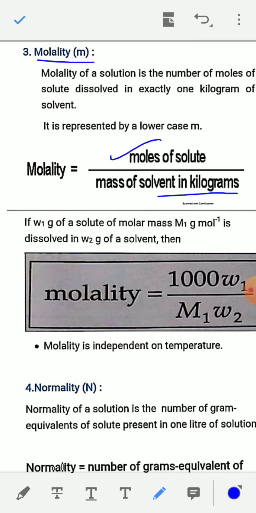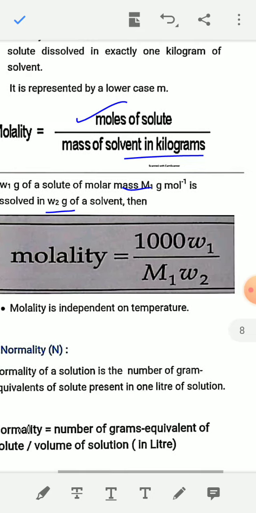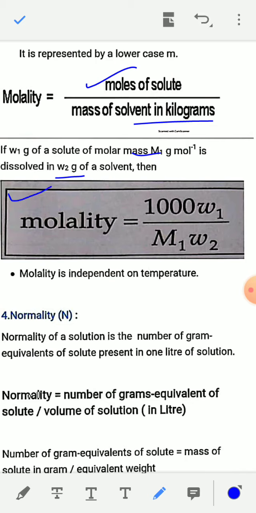If W1 gram of solute of molar mass M1 gram per mole is dissolved in W2 gram of solvent, then molality is equal to 1000 W1 divided by M1 into W2. Where W1 is the mass of solute, M1 is the molecular weight of solute, and W2 is the mass of solvent. And one thing you have to remember, molality is independent of temperature. So using this formula you can calculate molality of a solution.